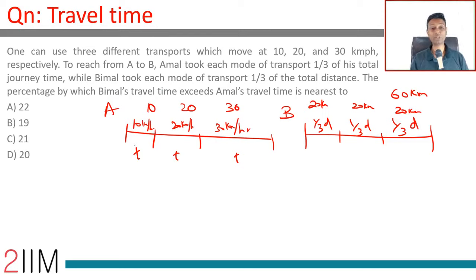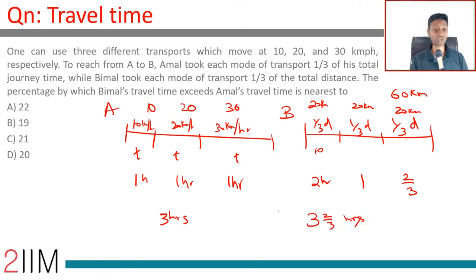10 kilometers at 10 kilometers per hour, 1 hour. 20 kilometers at 20 kilometers per hour, 1 hour. 30 kilometers at 30 kilometers per hour, 1 hour. For Bimal, 20 kilometers at 10 kilometers per hour, 2 hours. 20 at 20, 1 hour. 20 at 30 kilometers per hour, 20 by 30, 2 by 3 hours. Amal took 3 hours. Bimal took 3 and 2 by 3 hours. Extra time is 2/3 of an hour.